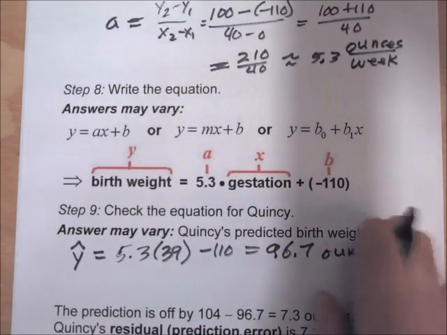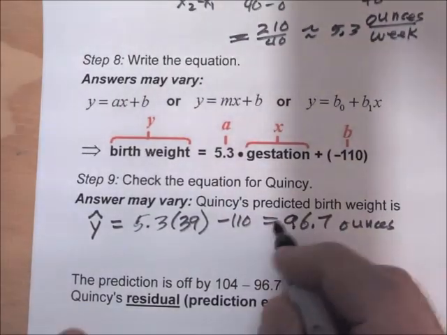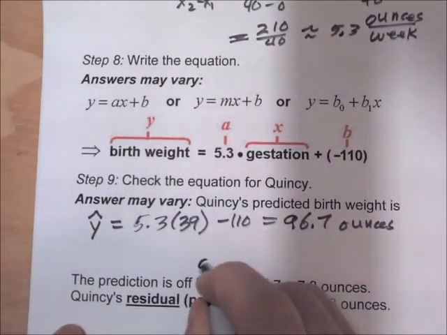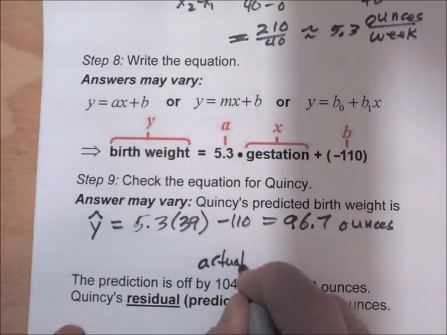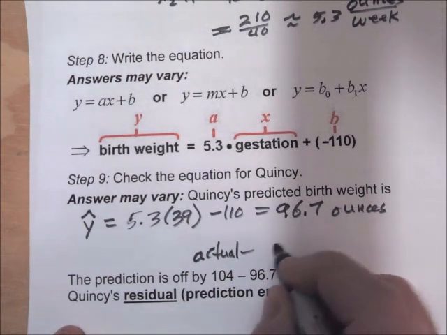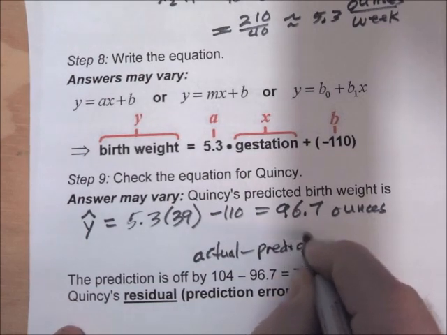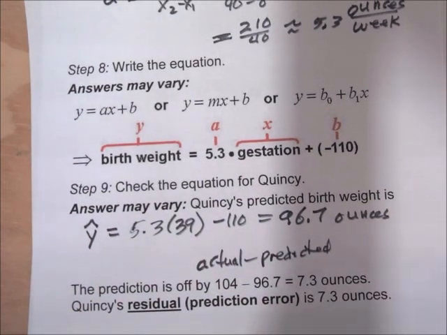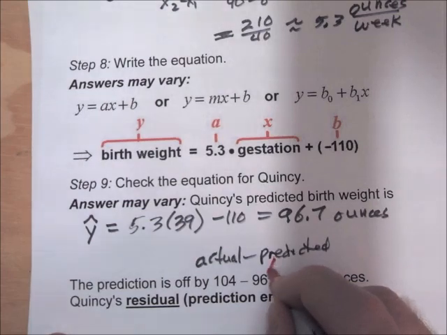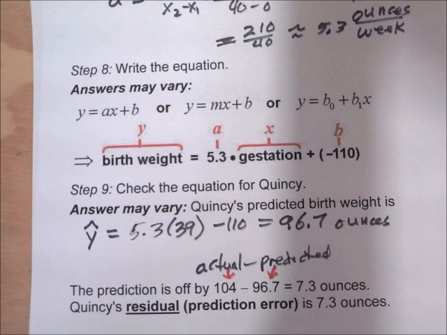So the residual, or the prediction error, is the actual minus the predicted. Quincy's actual birth weight was 104, and we just predicted 96.7. So that's the actual minus the predicted. 104 minus 96.7 is 7.3 ounces. So that's the prediction error, or the residual.